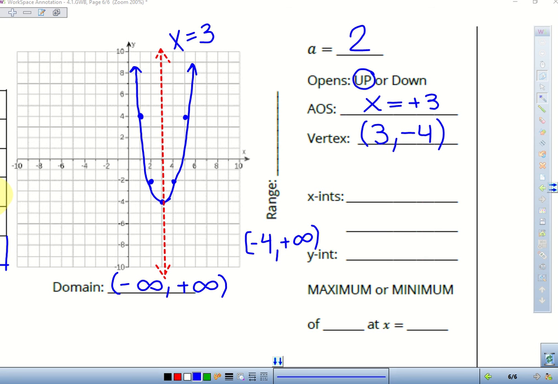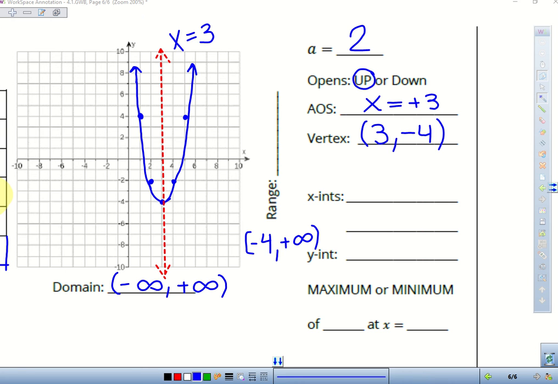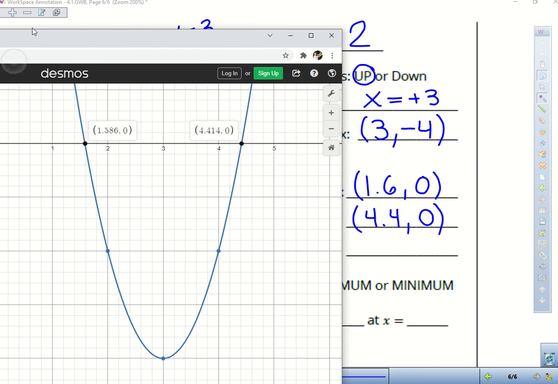So I have my graph here, and I will show you all what it looks like. My x-intercepts occur where I cross the x-axis, which is in these two spots, okay? Right here and right here. So we're going to round those to the tenths place, 1.6 comma 0 and 4.4 comma 0. And I will allow you to use this on all quizzes, whether we quiz in class or at home. You will be allowed to use Desmos, okay?